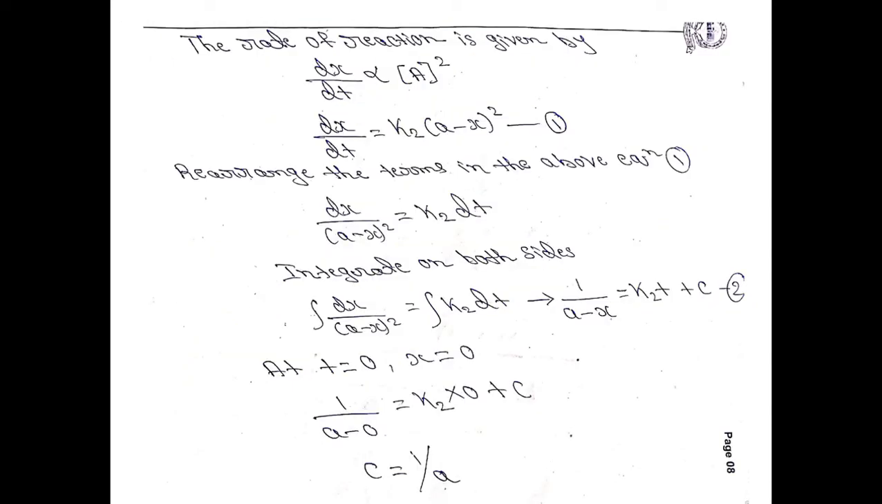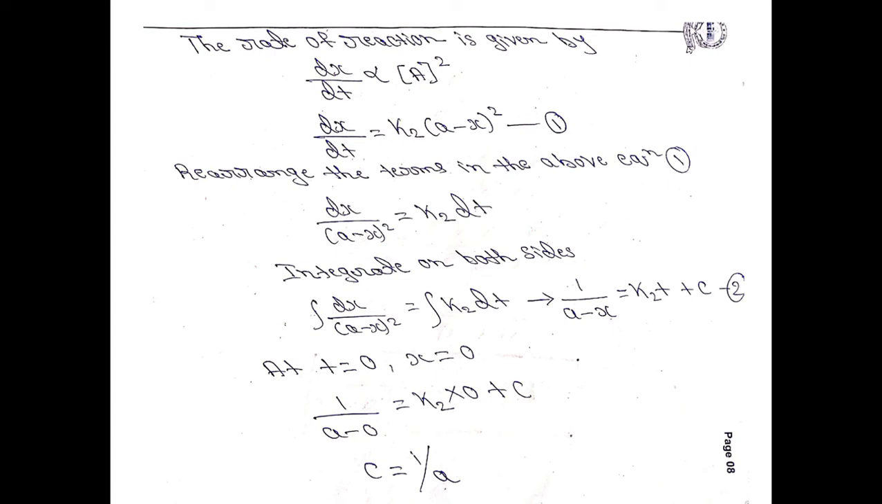Then how will we write the rate expression for this reaction? The rate of reaction, dx by dt, is directly proportional to the concentration of A square. Remove the proportionality and put K2 as the rate constant. Then the equation is dx by dt equals K2 into (a minus x) whole square. This is equation number 1. Rearrange the terms in the above equation 1. Then the equation is dx divided by (a minus x) whole square equals K2 dt.